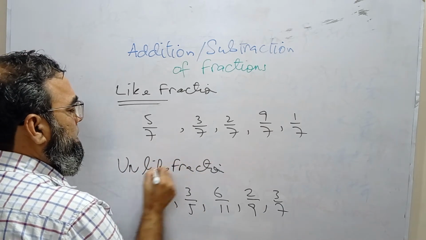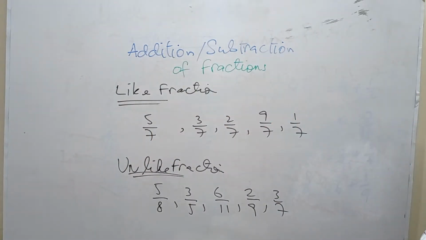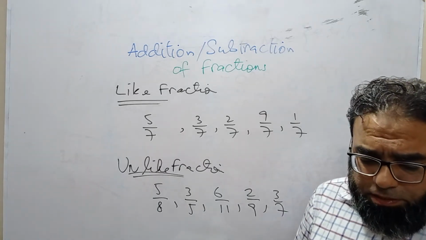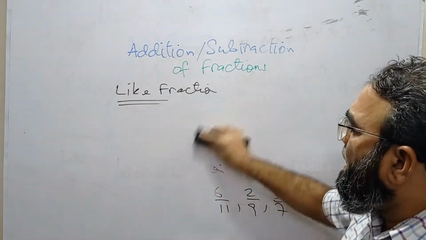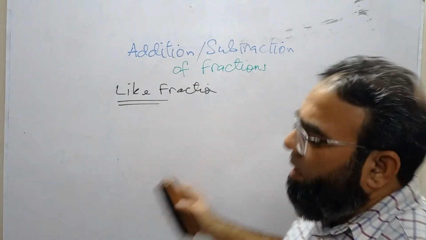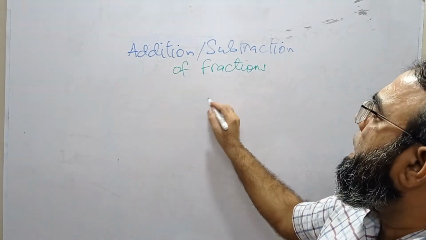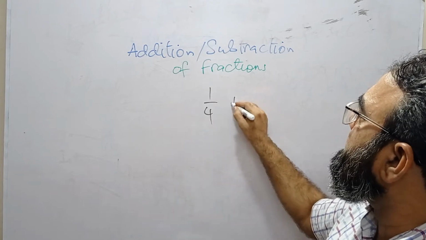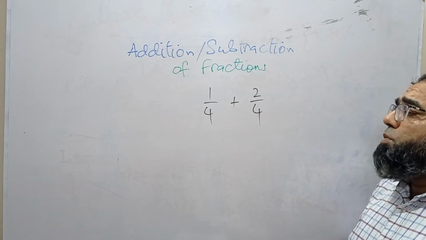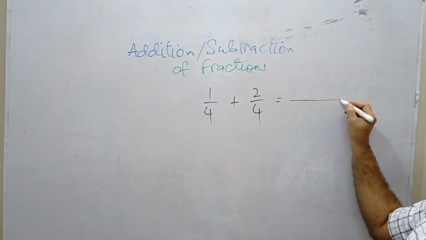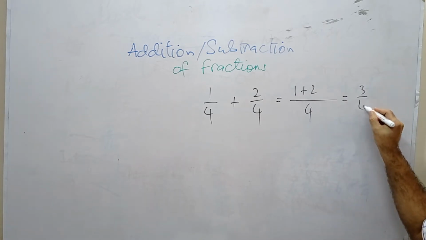Now let me start the addition and subtraction of these fractions. Basically, it is really easy to add up the like fractions, and you have to put in extra effort to add or subtract the unlike fractions. Now suppose you have 1 over 4 plus 2 over 4. You want to add these two fractions. The addition is simply 4 over here and 1 plus 2. So this is going to be 3 over 4.